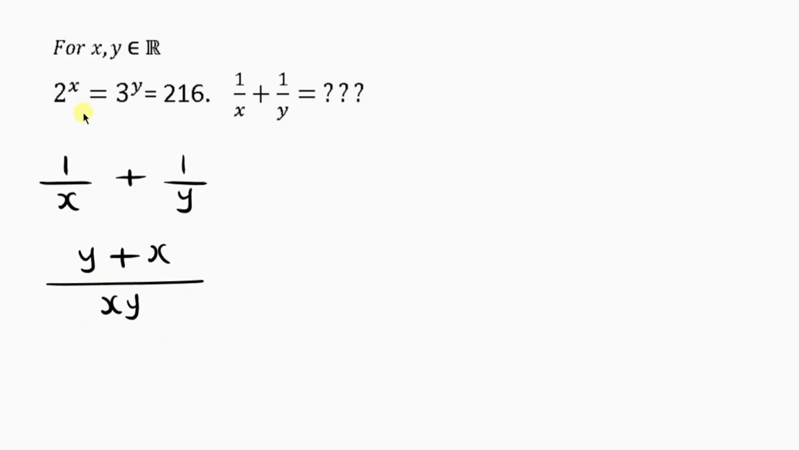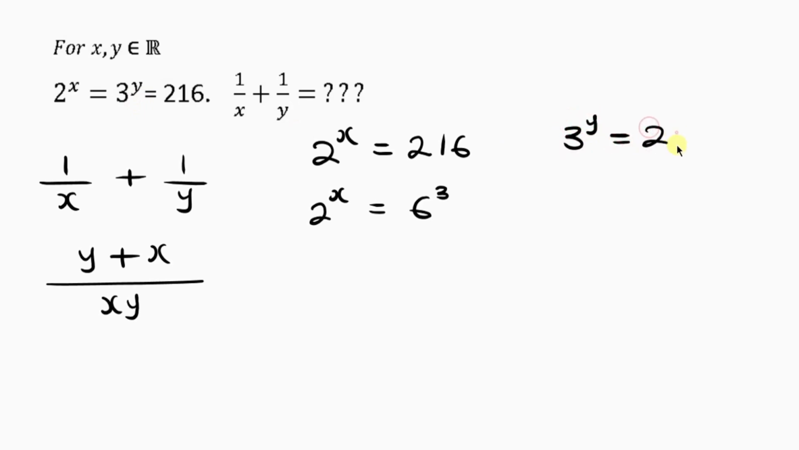So now our second step is to take 2 to the power of x and equate it to 216 because the question says they are equal. So 2 to the power of x is equal to 216. This can also be written as 2 to the power of x equal to 6 to the power of 3 because 6 to the power of 3 is 216. So let's do the same thing with this 3 to the power of y. So 3 to the power of y is also equal to 216. As we can see, they are equal. And this can also be written as 6 to power 3.